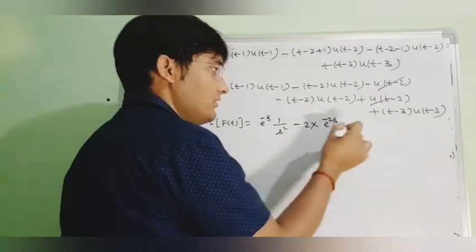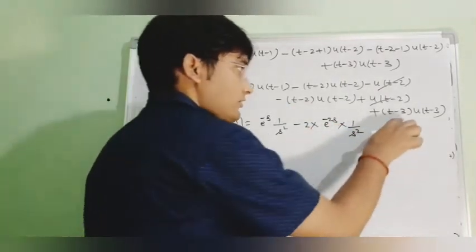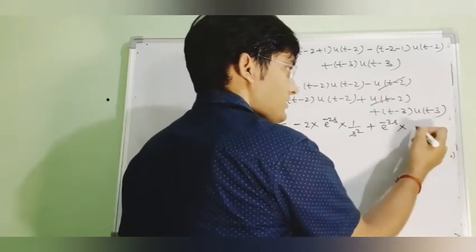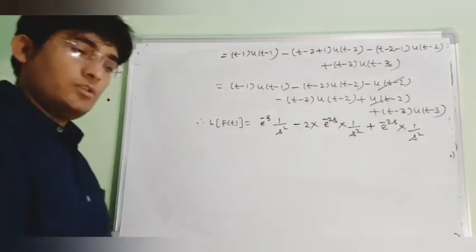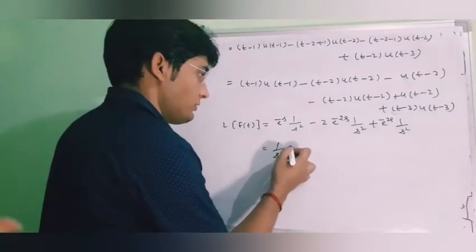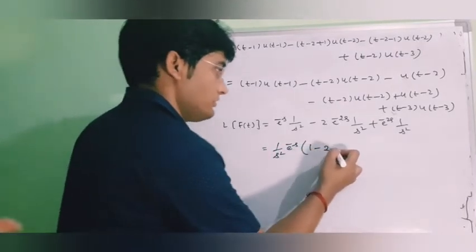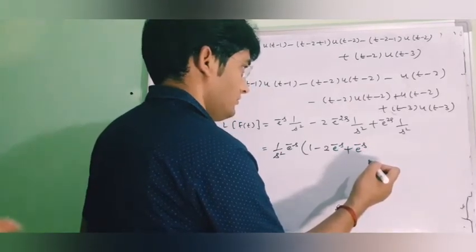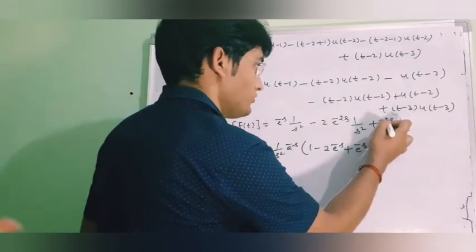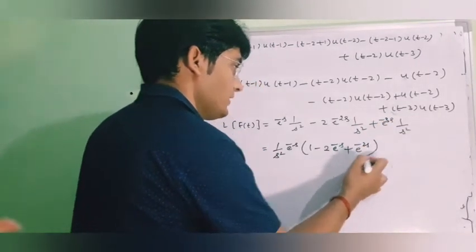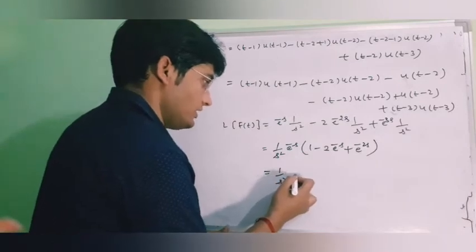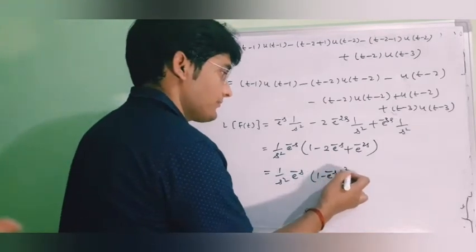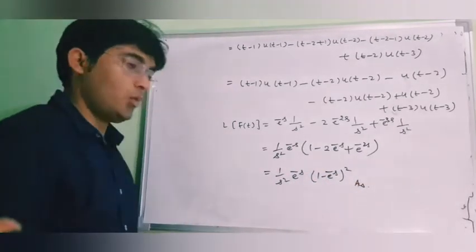F(s) means the Laplace of t, which is again 1 upon s square. Then here it will be e to the power minus a s, a is 3, into F(s), where F(s) means the Laplace of f(t), which is again 1 by s square. So we can take 1 upon s square common, and we get e to the power minus s, 1 minus 2 e to the power minus s plus e to the power minus 2s. We can also write it as 1 upon s square e to the power minus s into (1 minus e to the power minus s) whole square, like a square plus b square minus 2ab.